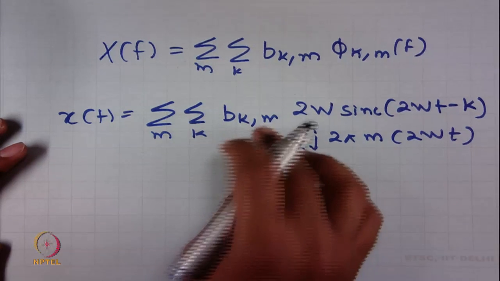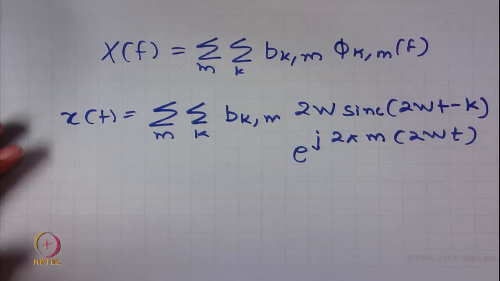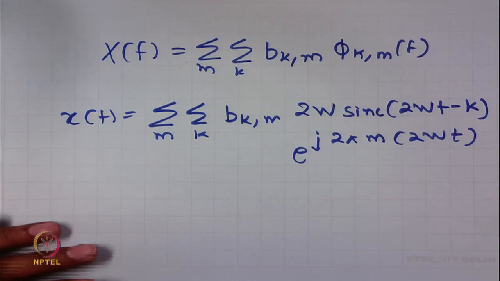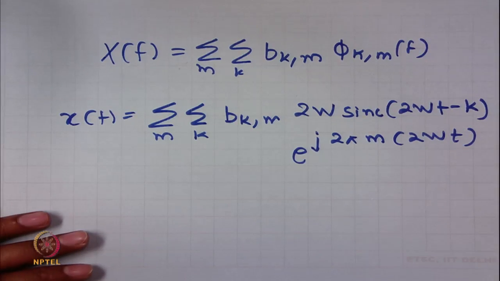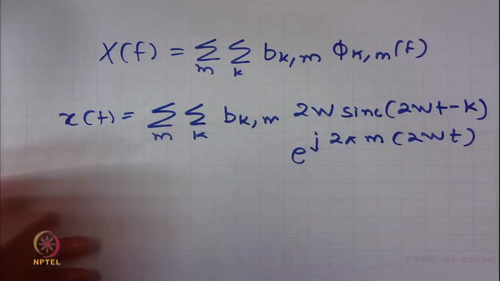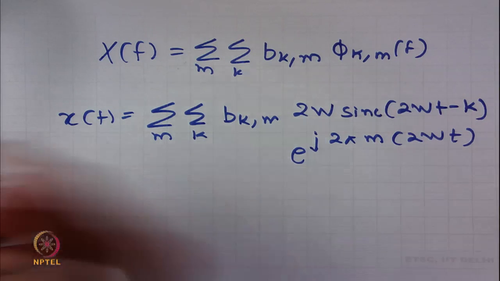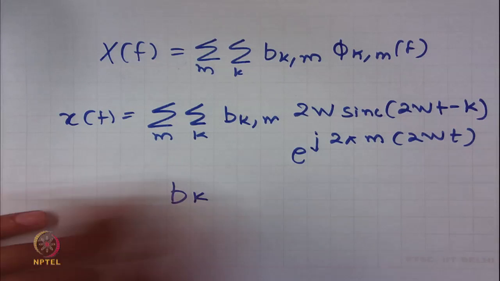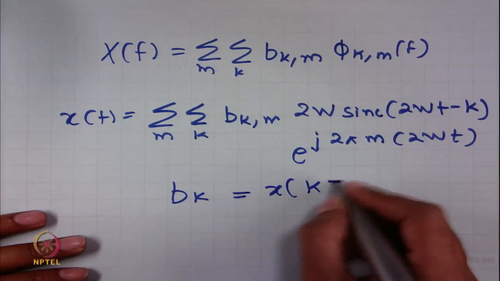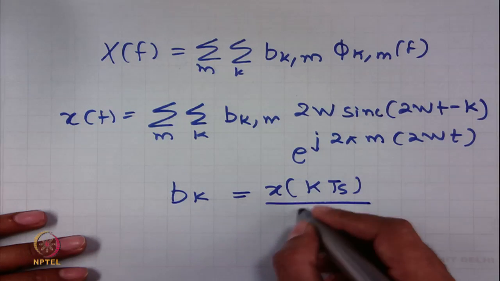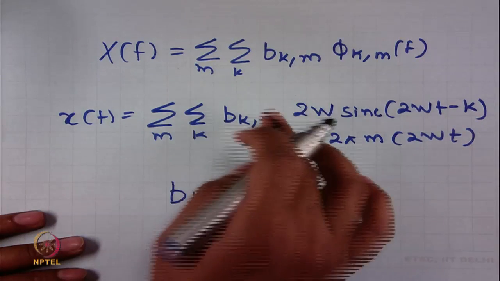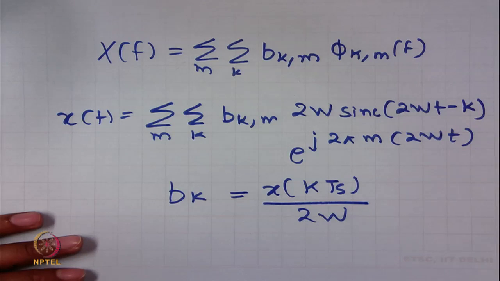And what are these BKMs? Can they be obtained without doing anything difficult? Yes, by just applying our mind to what these BKMs could be, we can easily obtain them. For example, we have seen previously that the BKs were the samples of xkts by 2w. So, what should these BKMs be?